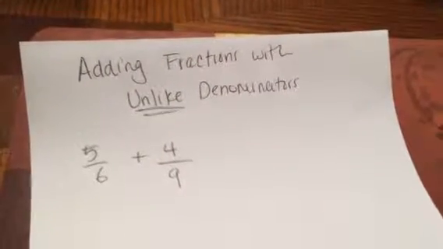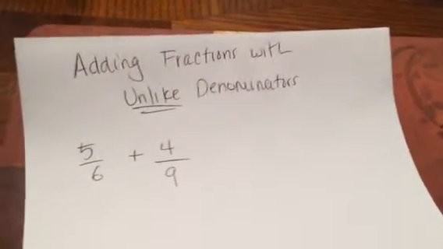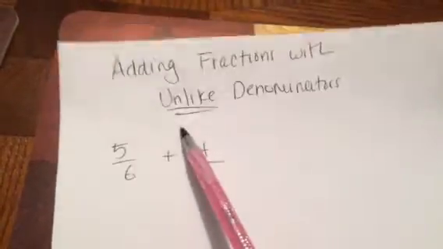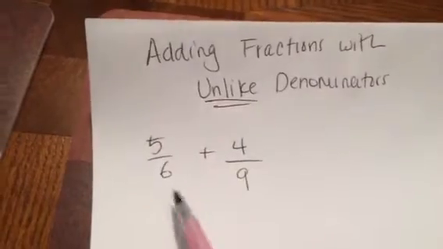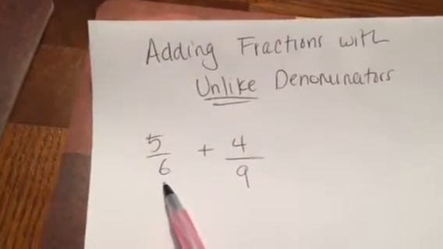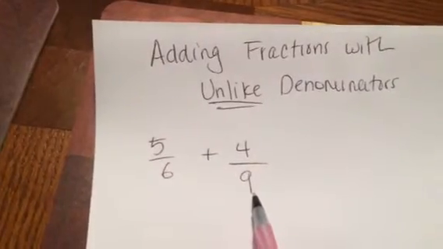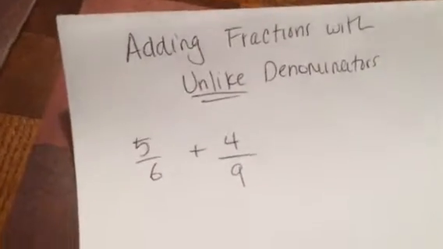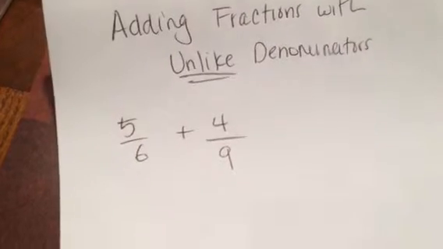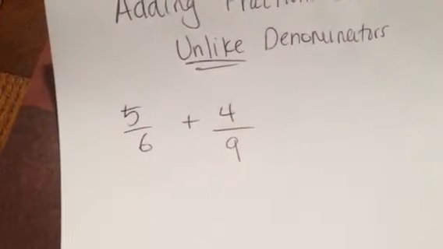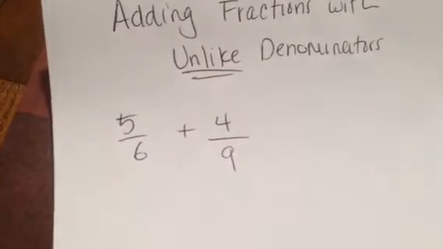In this video short, we are going to learn or review how to add fractions with unlike denominators. Meaning, you see here, the denominator in this fraction is a 6 and the denominator in this fraction is a 9. They are not alike. Before you add the fractions together, you need to get a common denominator. And what you want is the least common denominator.